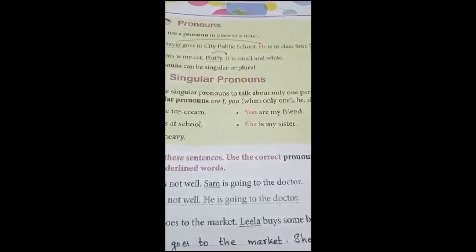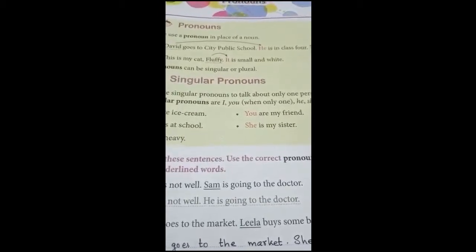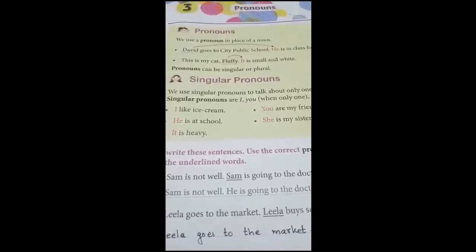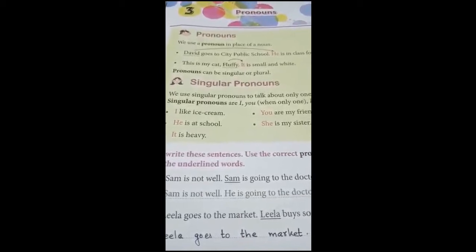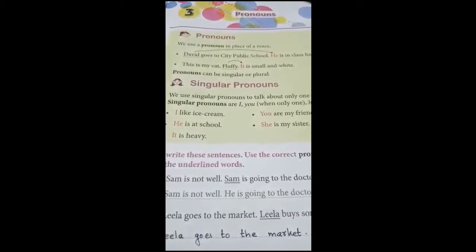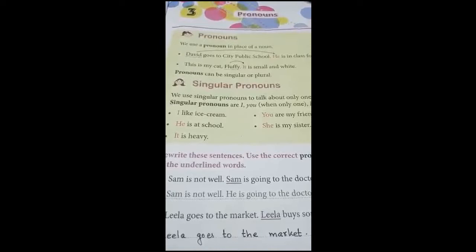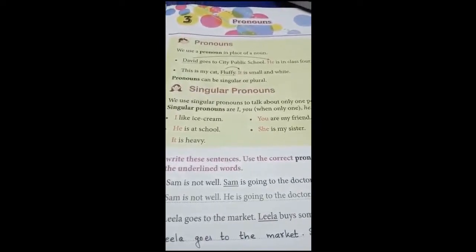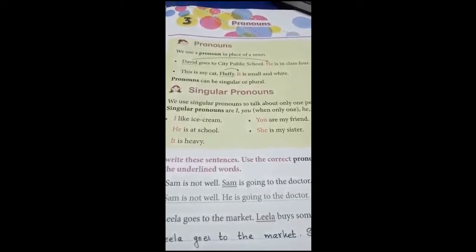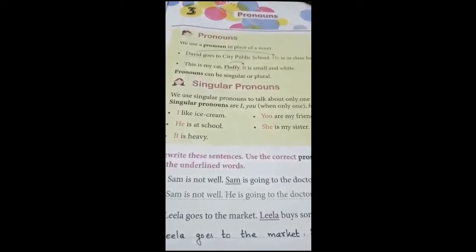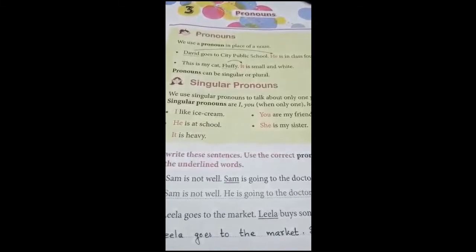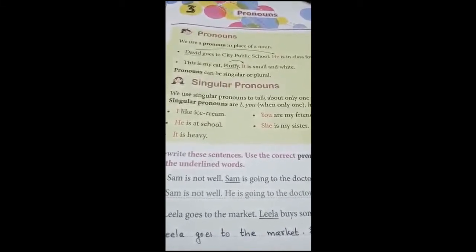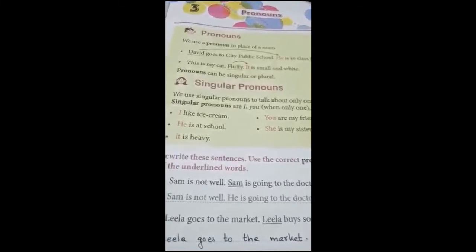Then the next one: she is my sister. Again, she is a singular pronoun, one person. So when we are talking about singular pronouns, we can use I, he, it, you, she.